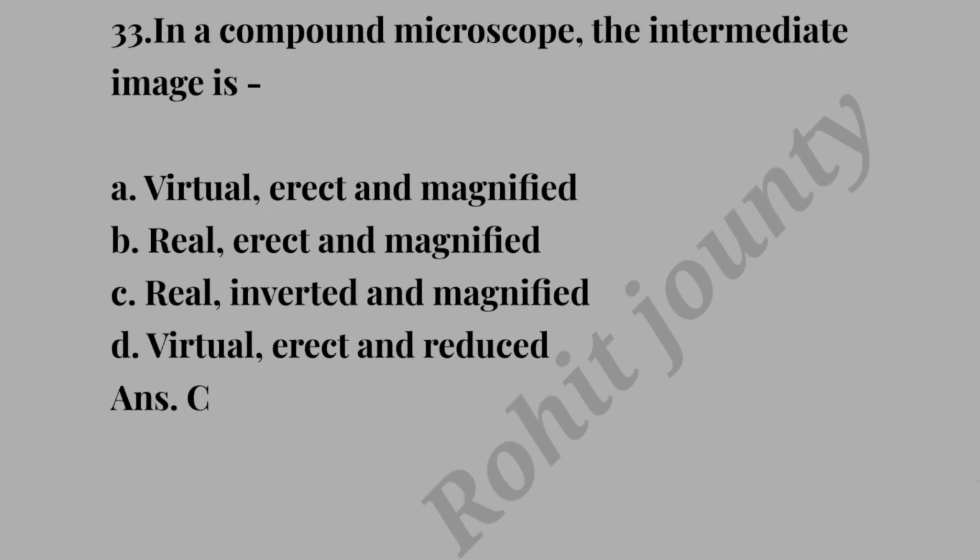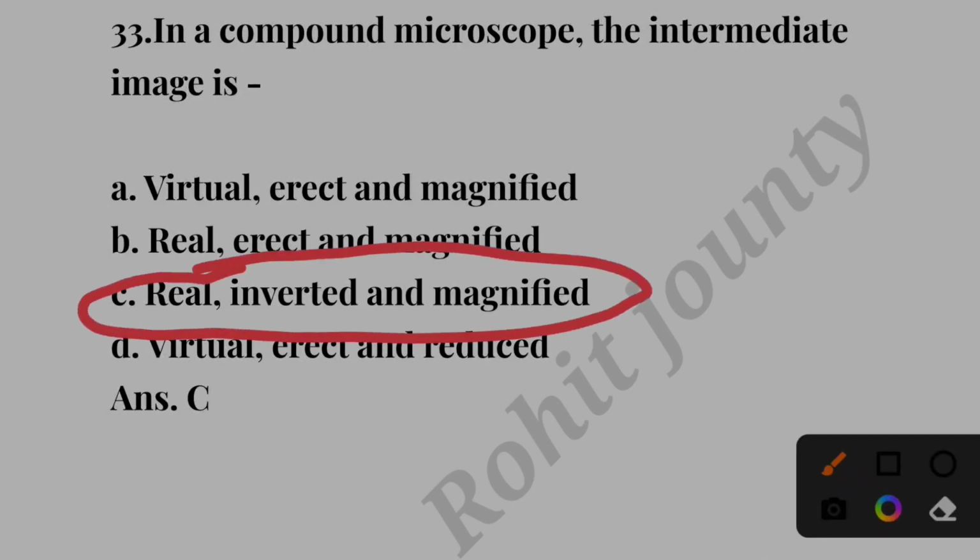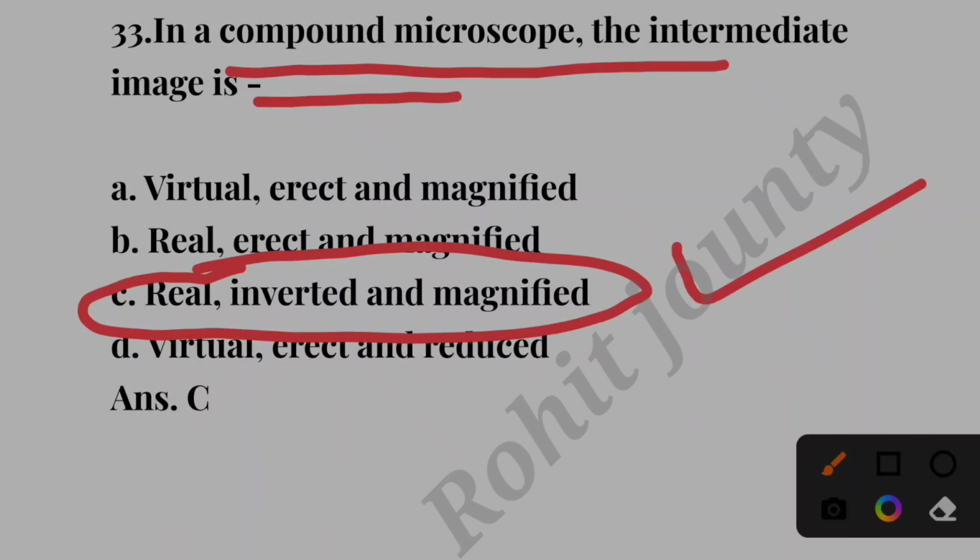Question number 33. In a compound microscope, the intermediate image is: option A, virtual erect and magnified; option B, real erect and magnified; option C, real inverted and magnified; option D, virtual erect and reduced. The correct answer is option C, real inverted and magnified. In a compound microscope, the intermediate image is real inverted and magnified. Option C is the correct answer.